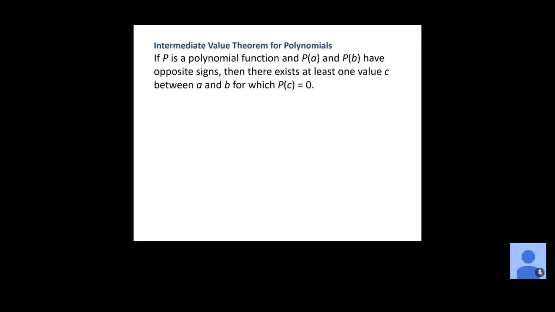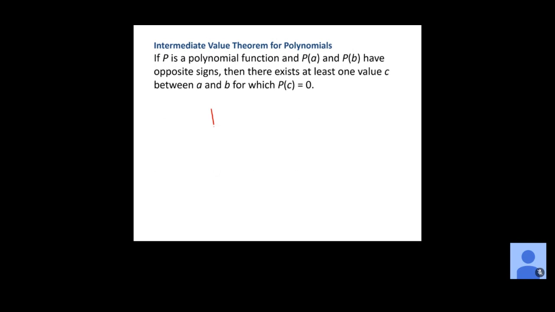Now, intermediate value theorem. If P is a polynomial function, P of a and P of b have opposite signs, then there has to be at least one value of c between a and b where P of c is equal to 0. And there's a lot going on there, a lot of different variables. So let's break this down, and I'm going to graph this to show you a picture of what this is actually saying.